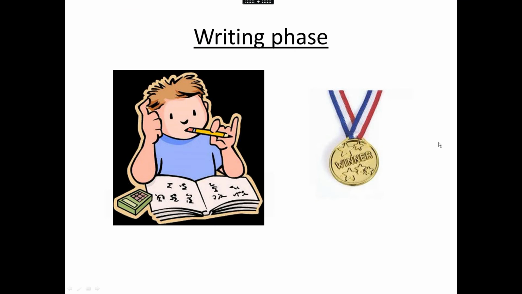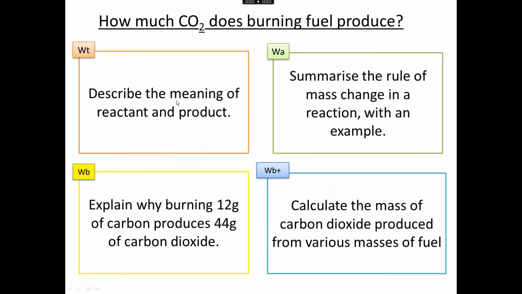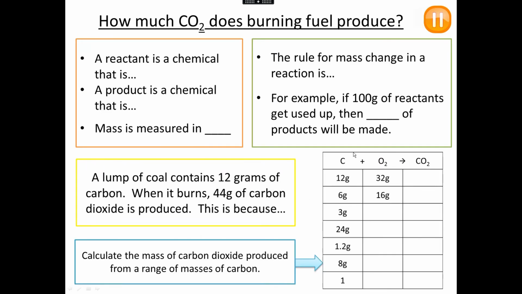Okay, it is time for the writing task of this lesson. We are going to describe the meaning of reactant and product, and then summarize the rule for mass in a reaction. And then we're starting to use the numbers. Why does burning 12 grams of carbon produce 44 grams of carbon dioxide? Then there's going to be some calculations to do to test you out on that. So pause the video, write the driving question at the top of your work.